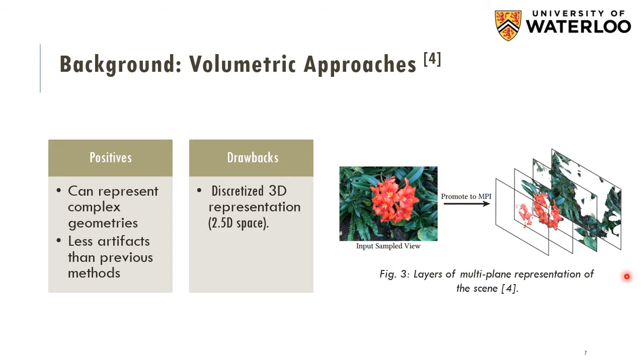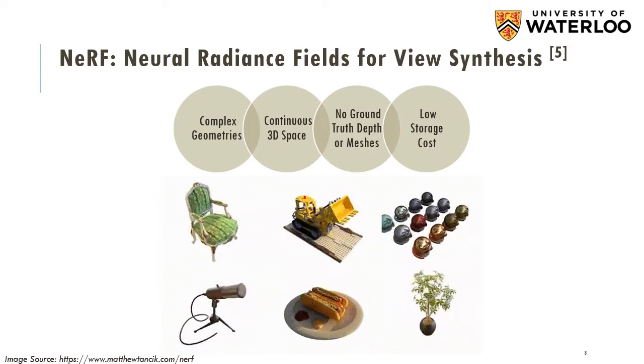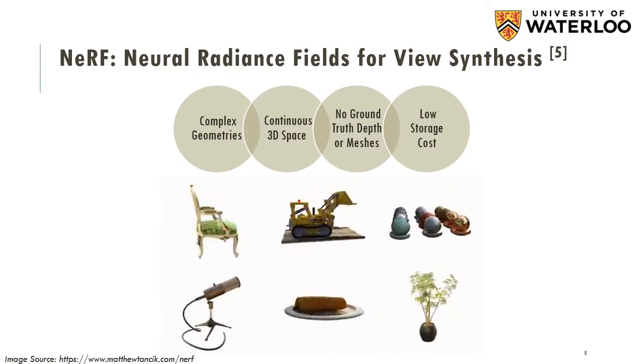And consequently, these methods have shown the ability to represent very complex geometries in real-world scenes, and they have shown the ability to have fewer artifacts in the novel views than the previous methods. However, one of the main drawbacks of these methods is that they have a discretized 3D representation, because these planes are taken at rigid and fixed locations, which does not allow them to represent the depth dimension at any continuous location, which consequently led to a 2.5D space representation, and generally they contain some limitation in representing the full 3D space effectively.